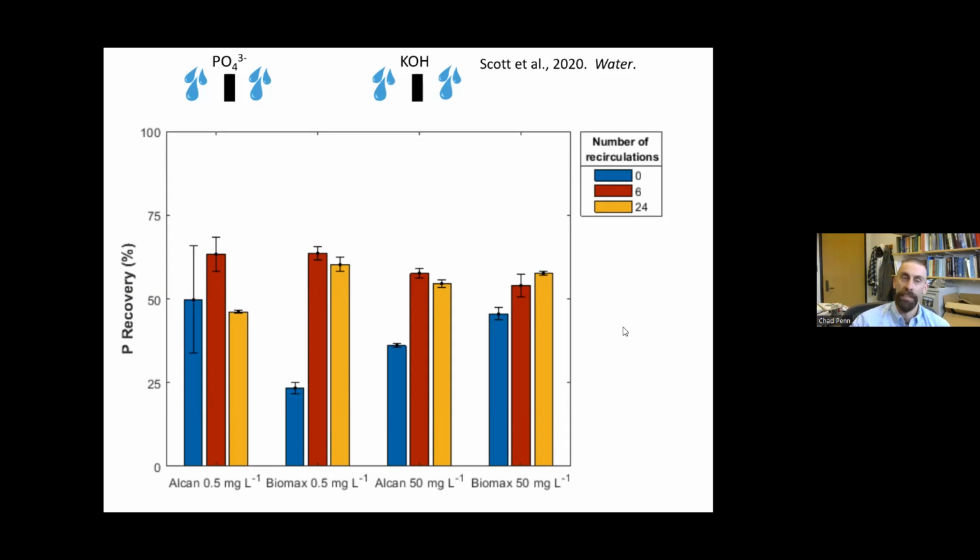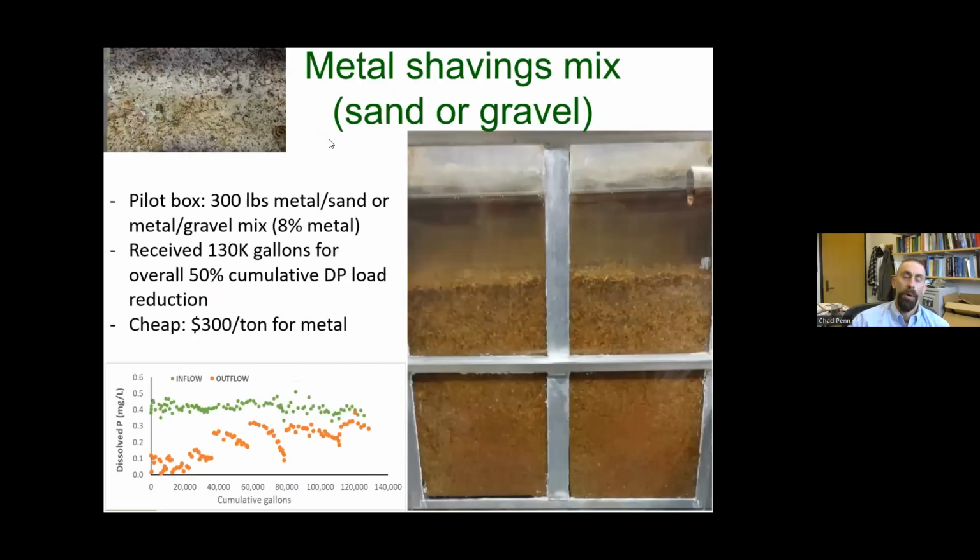So it can save money in the long term if you're using a manufactured media. Probably my favorite material right now, most cost effective, most bang for your buck, are steel metal shavings. And I get these from the metal recycling plants.